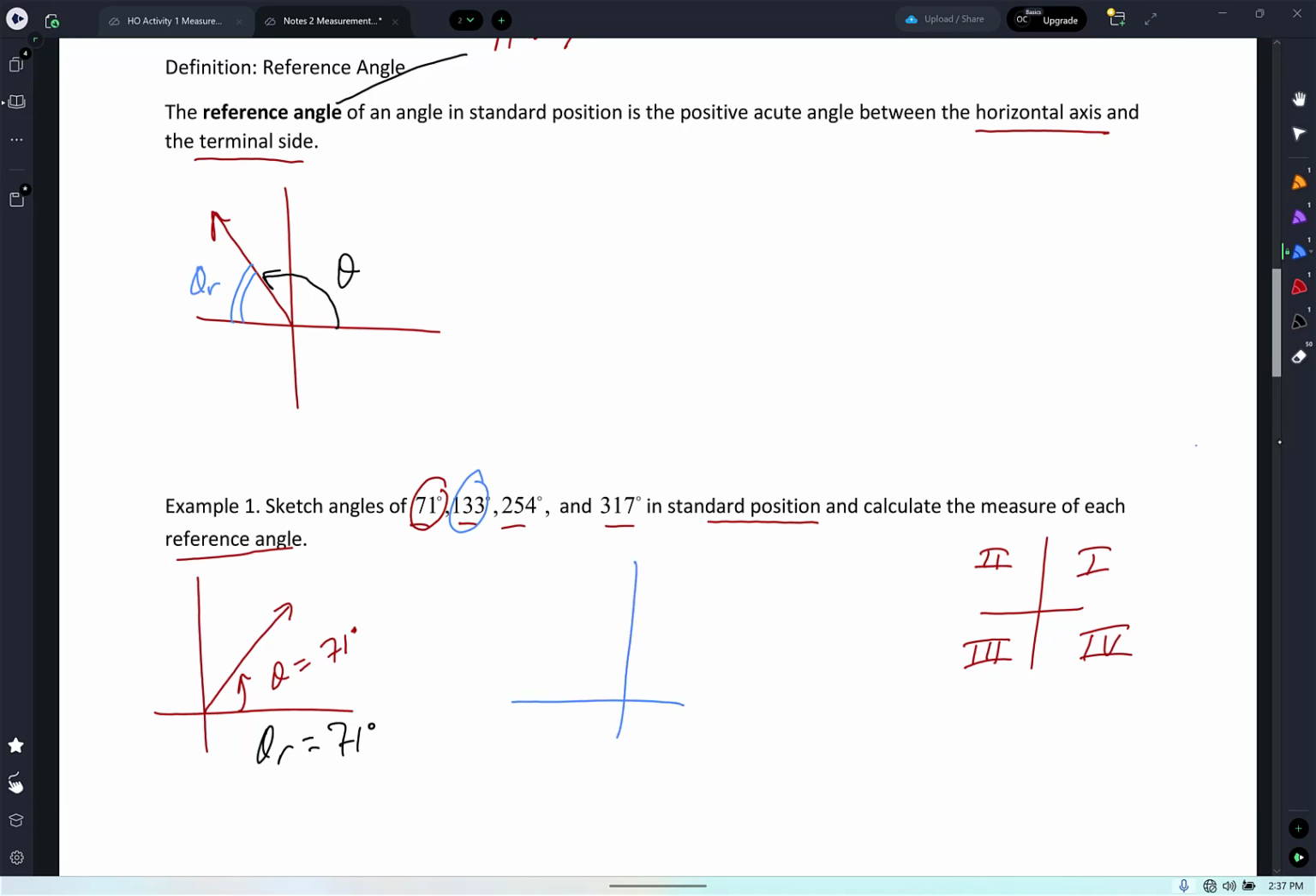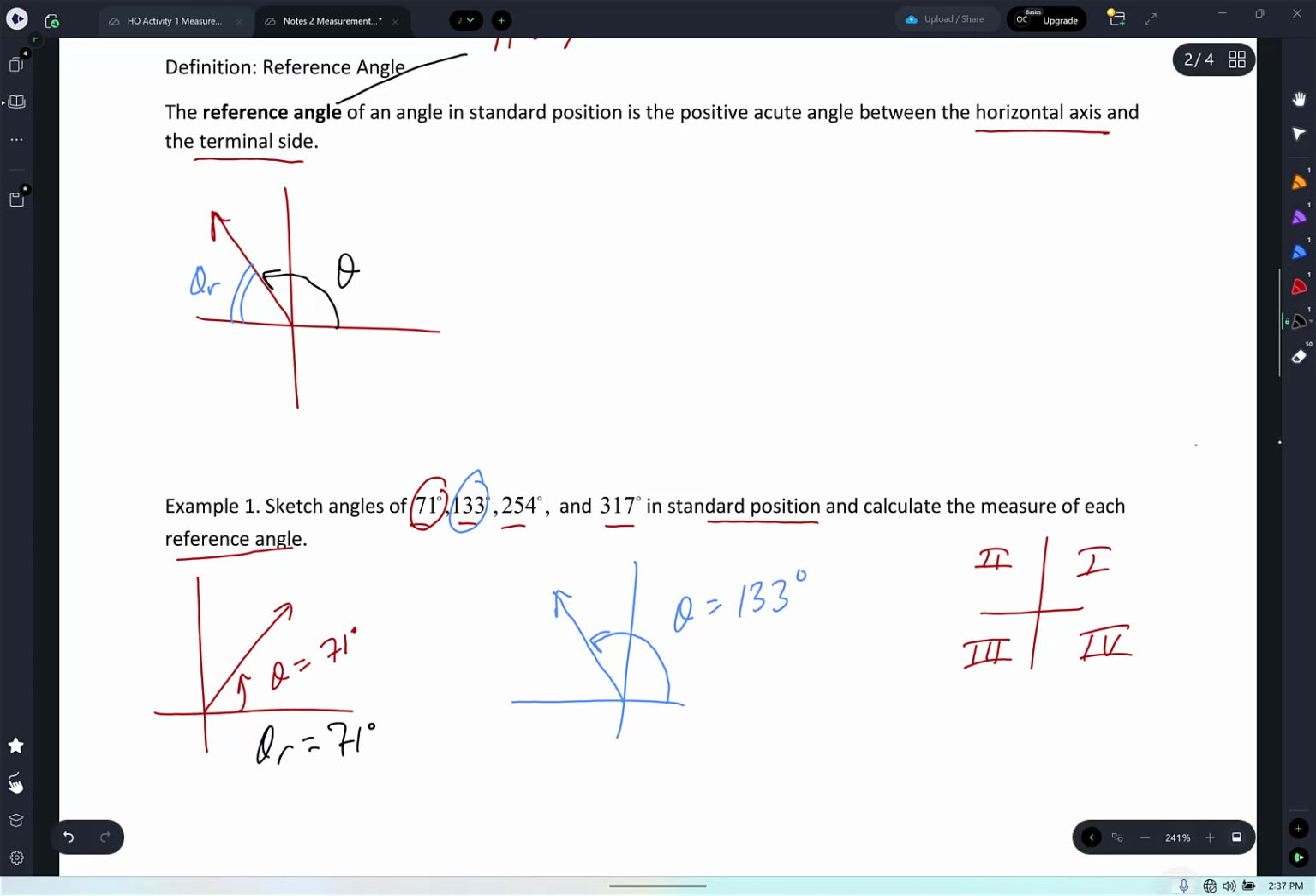Exaggerate quadrant 2. 133 degrees. It doesn't have to be perfect. You start from the positive x-axis. Theta equals 133 degrees. The reference angle is with respect to the horizontal. So this is my reference angle, theta r. How do I find it?